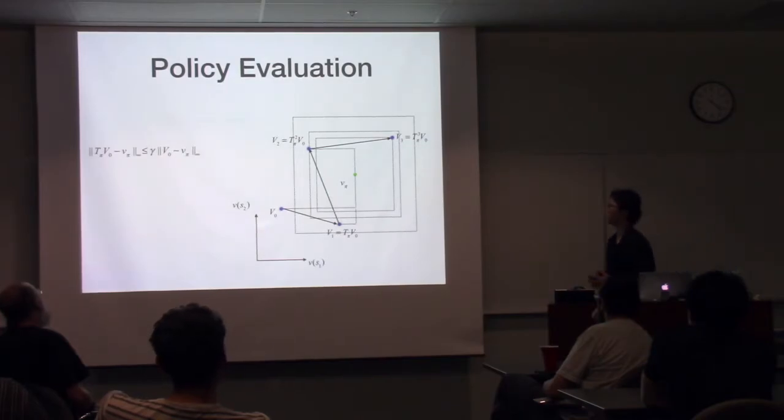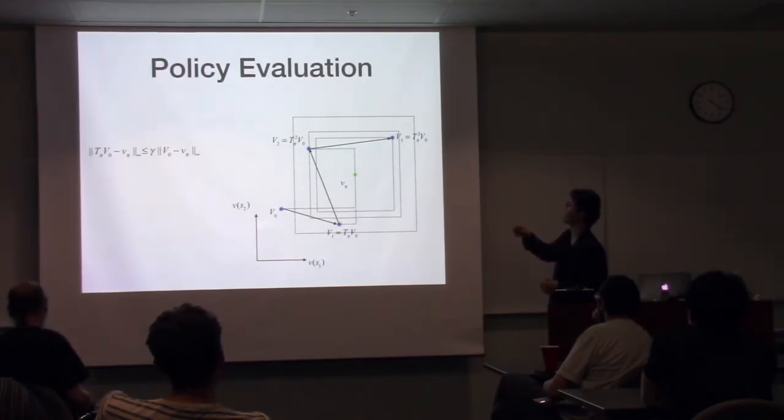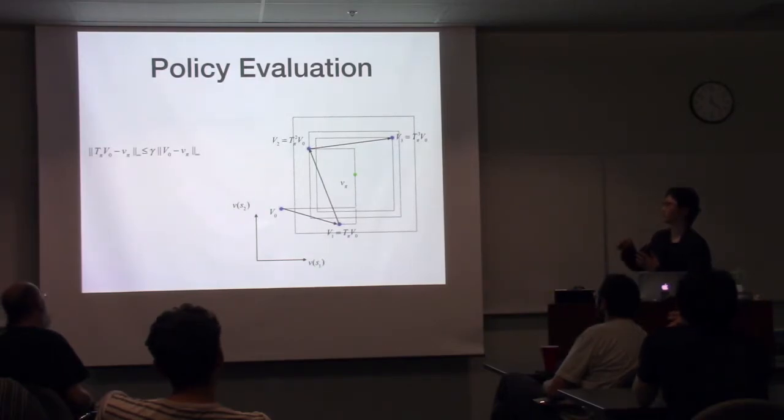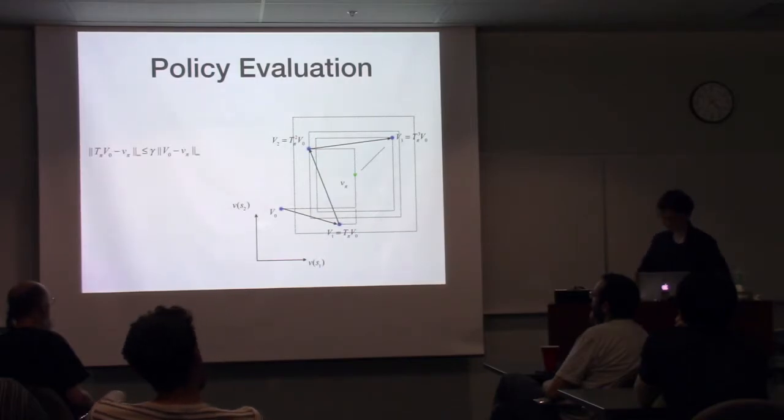What you observe here is that every time you draw this square, the size of the square shrinks. This is because we have gamma, which is smaller than 1. So eventually it's going to converge to V pi if you apply the Bellman operator T pi many times, infinitely many times.